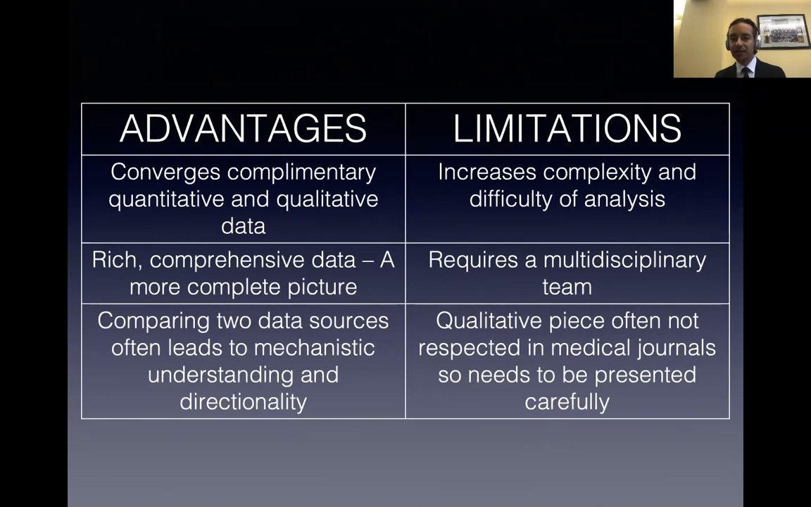There's increased complexity and difficulty that requires a multidisciplinary team. And qualitative pieces by themselves are not necessarily respected, and so they need to be presented in conjunction with your quantitative data. But when you do, you come up with a very powerful statement of mechanism and convergent data sources that are leading to the conclusions and claims that you're making.